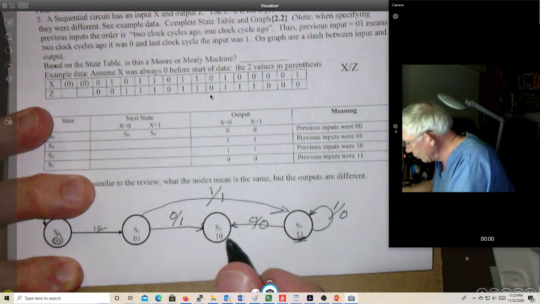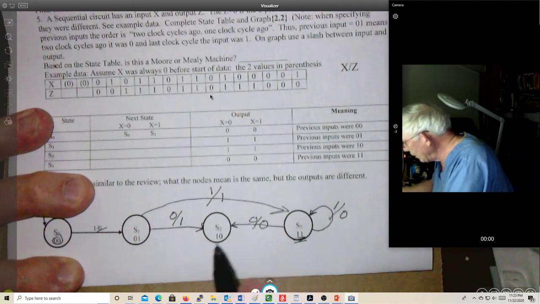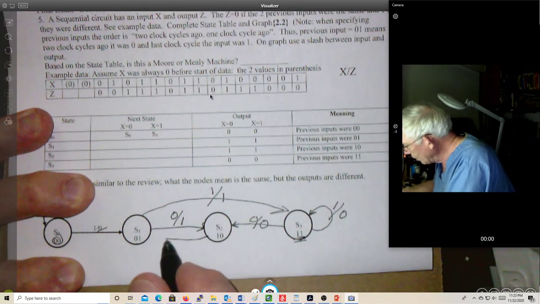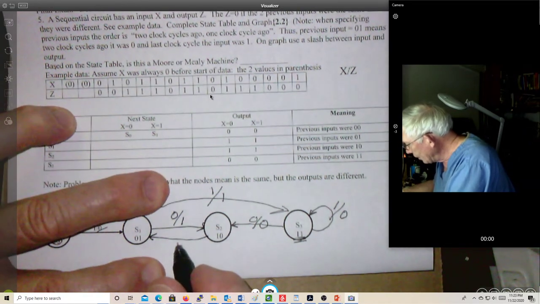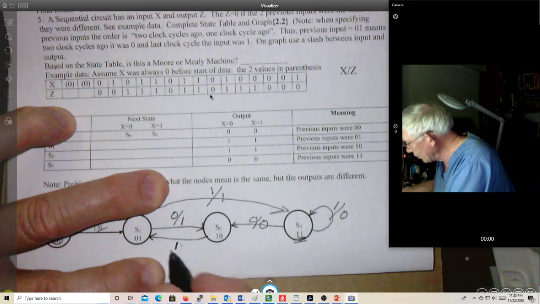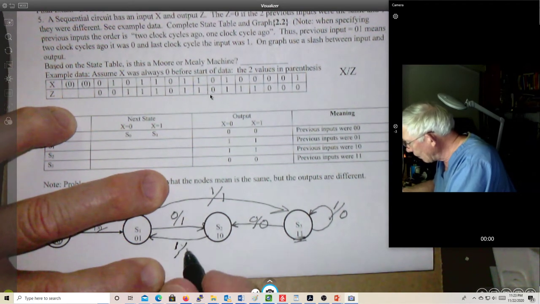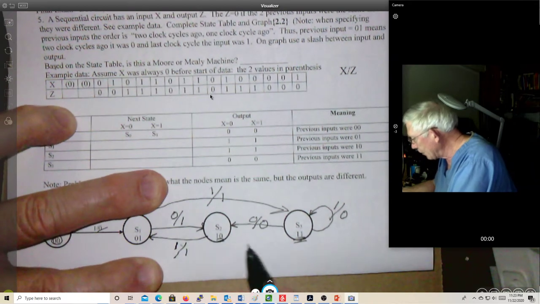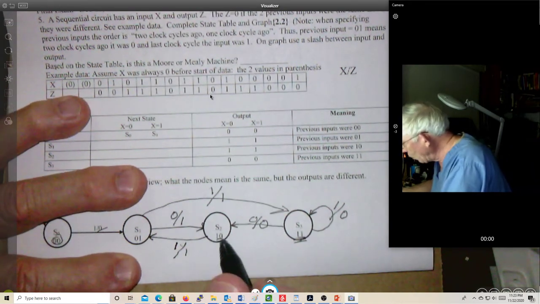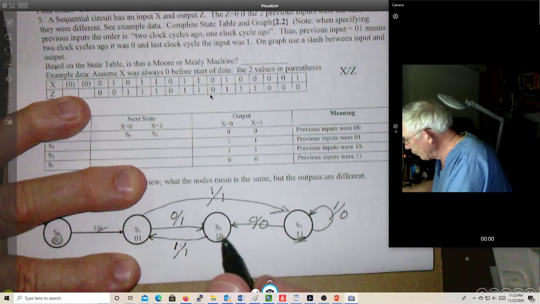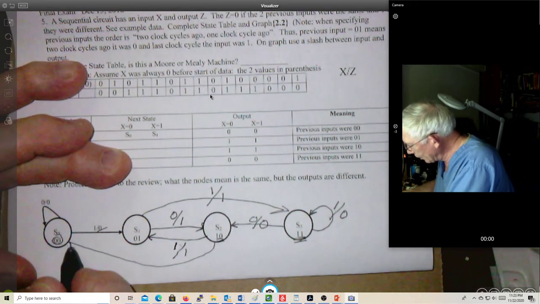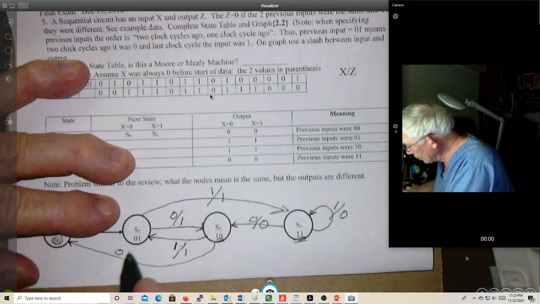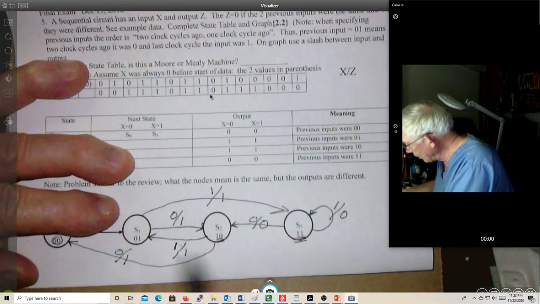Now, in S2, if we get a 1, we're going back here because then our two previous inputs will be 0, 1. Sorry, yeah, 0, 1 or 1, 0, however you want to order them. And we'll output a 1 because they're different. Now, if we get a 0, our two previous inputs will be 0, 0. So now we're going to go all the way to here, and that's on a 0, and we're going to output a 1 because they're different.